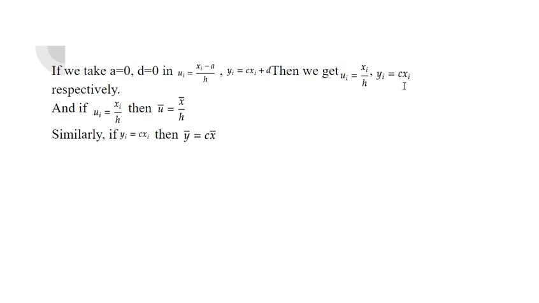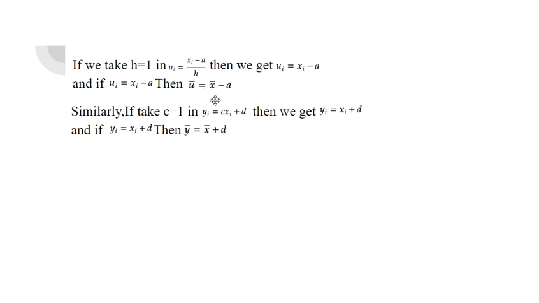So here we have done only multiplication and division. It means we have changed only the scale, not the origin. So if ui is equal to xi upon h, then u bar is equal to x bar upon h. We can prove this statement like we have done already. Similarly, if yi is equal to cxi, then y bar is equal to c x bar. Again, I am repeating, here we have done only multiplication and division. It means we have changed the scale only.